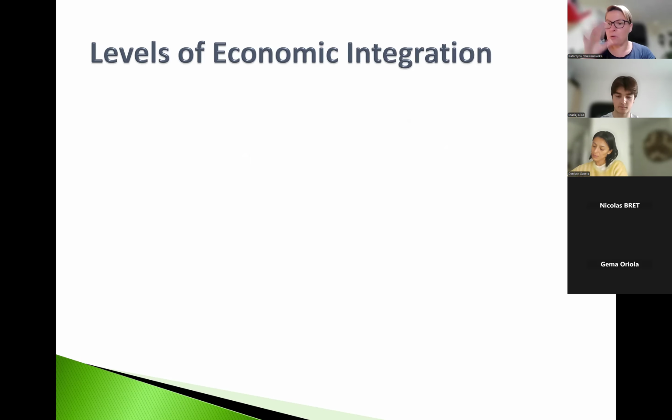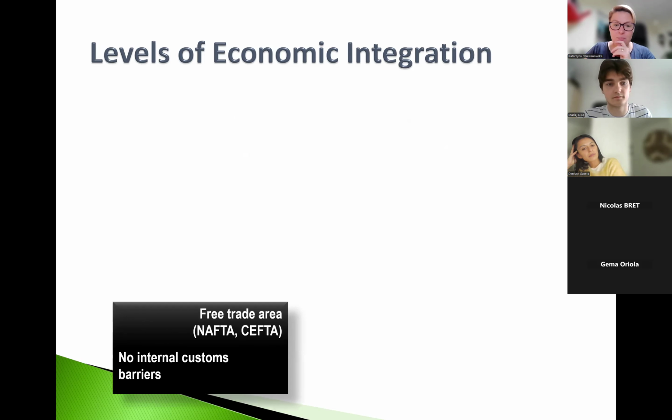So I will go quickly through the levels of that, but the idea is that it makes sense to operate and to take advantage of certain economic zones or integrations or unions, because they will offer you some benefits. They will make the exchange easier. So what can they be? For example, free trade areas. They don't have internal customs barriers, like NAFTA, right? North American Free Trade Agreement. So you can move products without paying internal taxes.